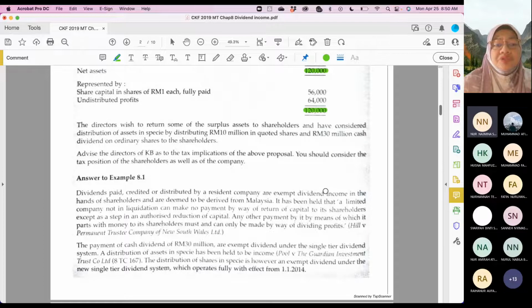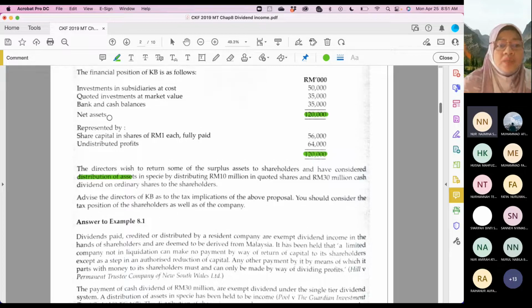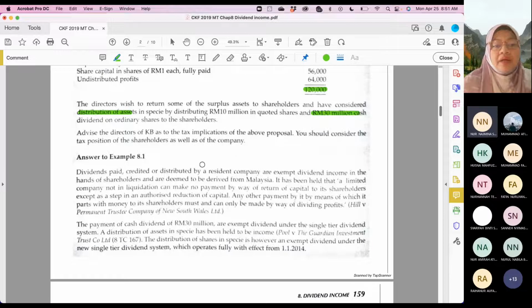The directors wish to return some of the surplus asset to shareholders and have considered distribution of asset in specie by distributing 10 million in quoted shares. So here you can see the quoted shares. But how much do you want to distribute? You want to distribute 30 million cash as dividend on ordinary shares. So it means that rather than paying out dividend, they pay out in the form of quoted investment of another company. Advise the director on the tax implication of the above proposal.